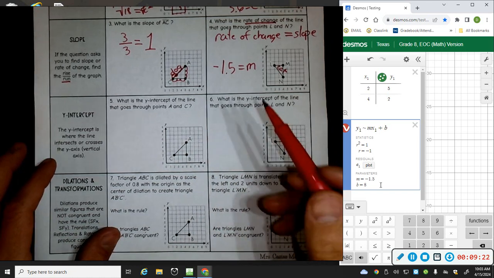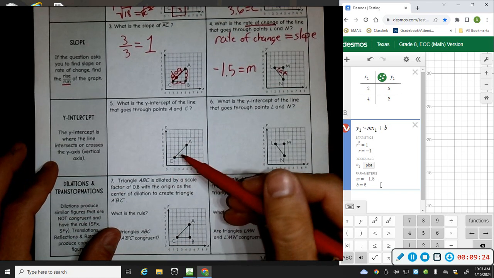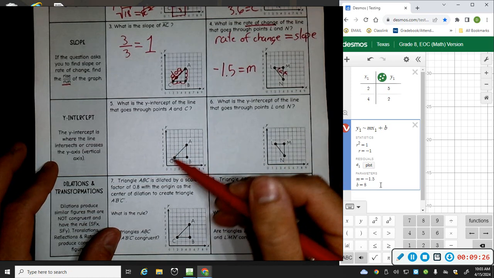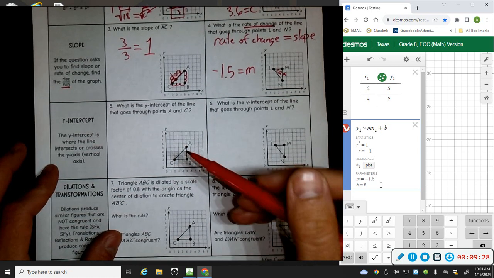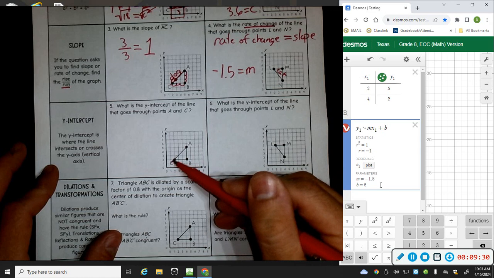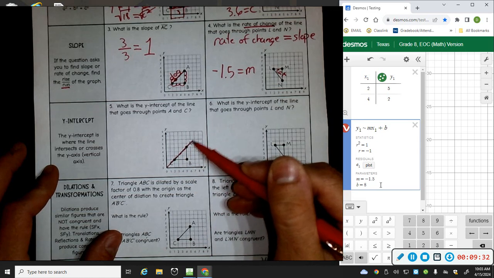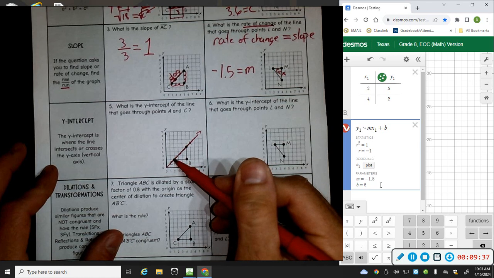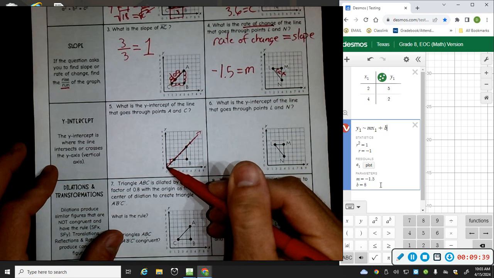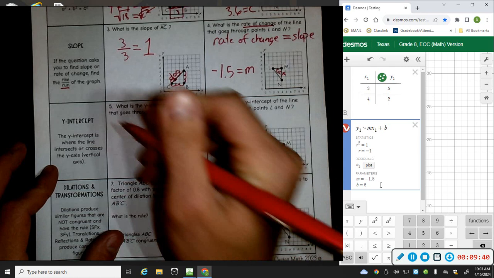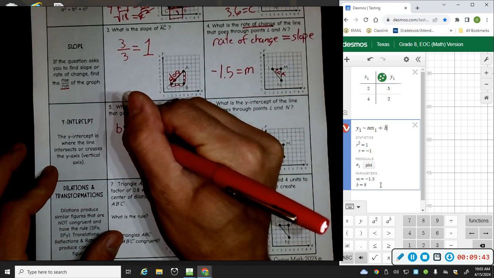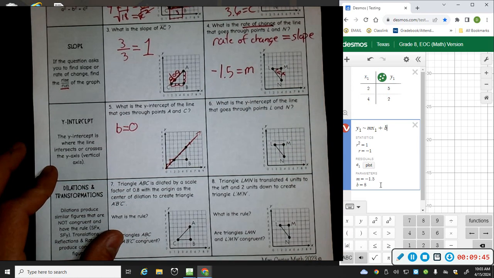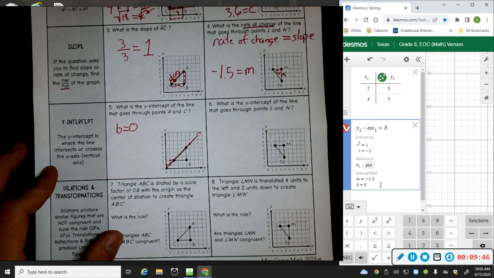So this is kind of a funny question because there is no y-intercept if that's as far as the line goes. We're going to assume the line extends, right? And given that it has a slope of 1 over 1, we could count, we'll do this one this way. The y-intercept is 0, right? And that's really all there is to it.